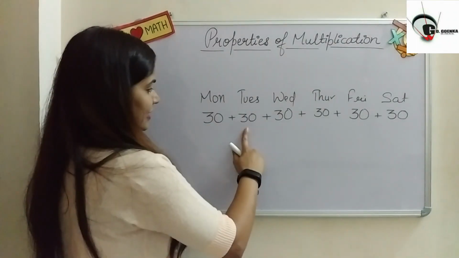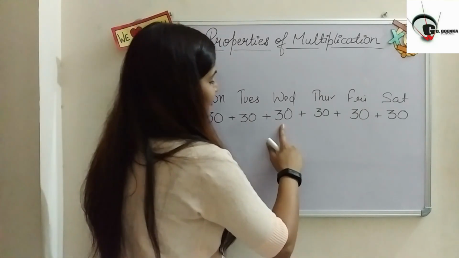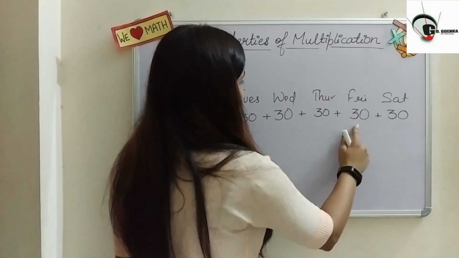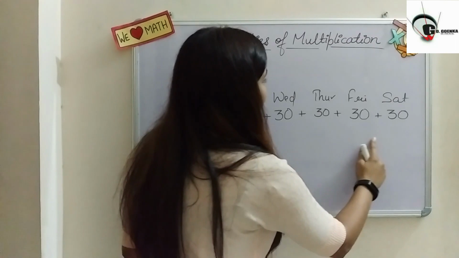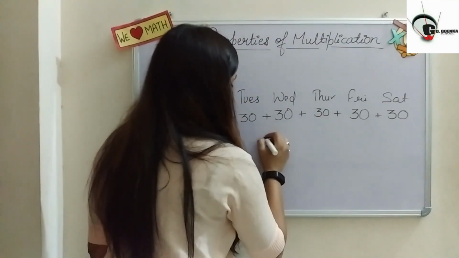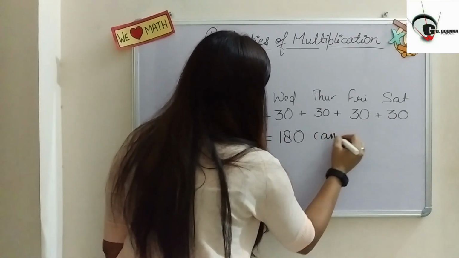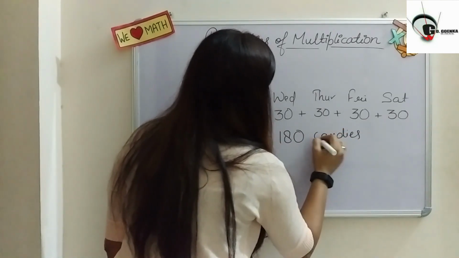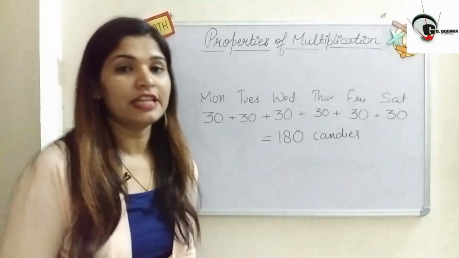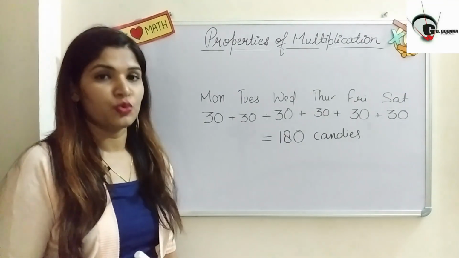30 plus 30 is 60, plus 30 is 90, plus 30 is 120, plus 30 is 150, and plus 30 is 180. So these all are 180 candies. So she requires 180 candies per week to distribute to her students.